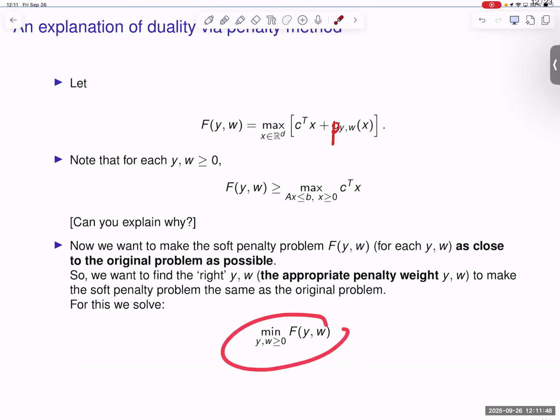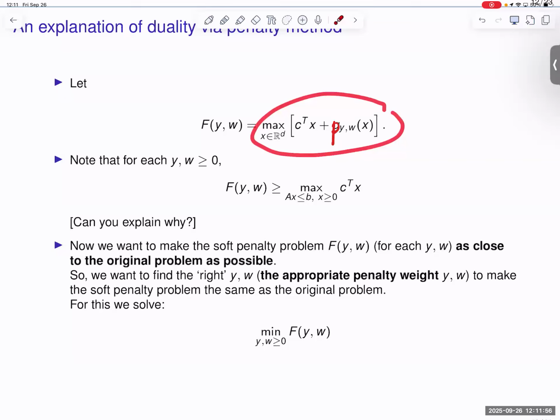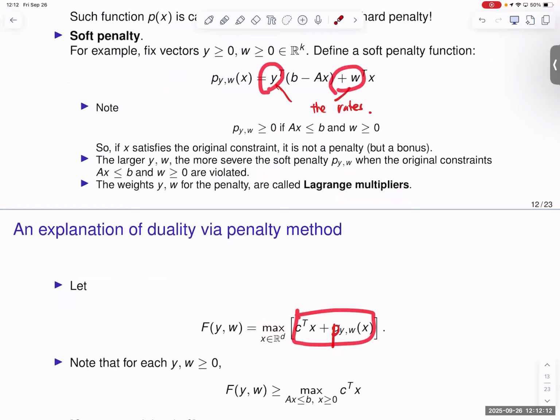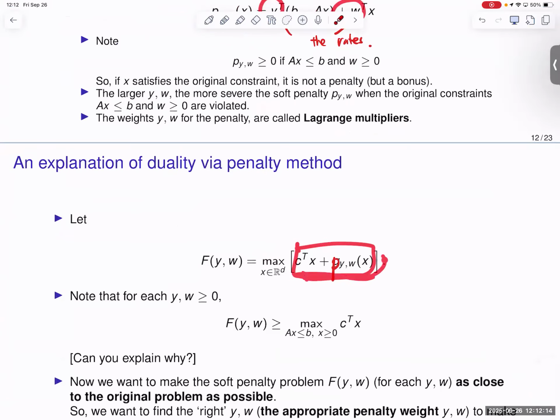Okay, then what happens if you do this problem? By the way, this problem is not exactly a linear problem, right? Because the function is not linear. Given y, w, you get this maximum value. This is not linear, even though here the expressions are linear. It's linear in y and w. This is a linear function inside, but you maximize over x. So this is not linear.